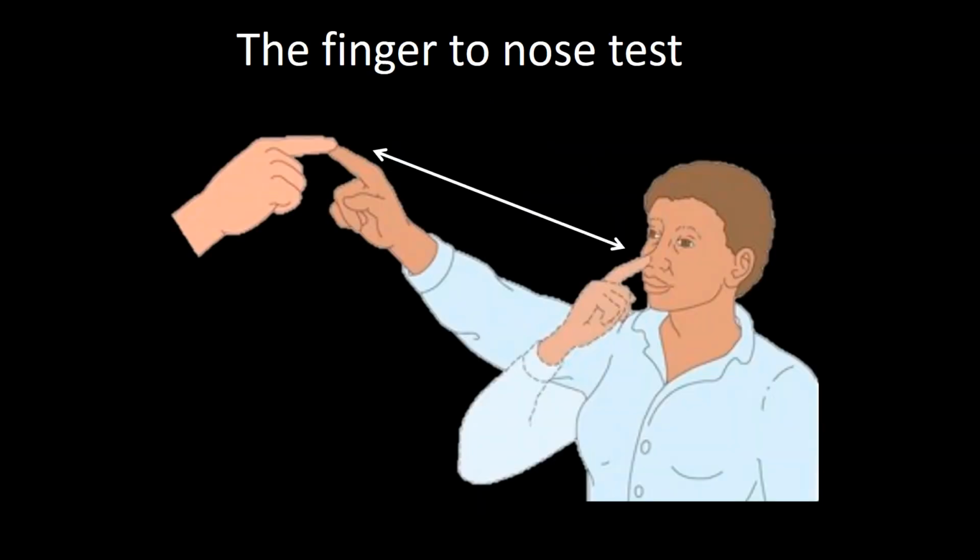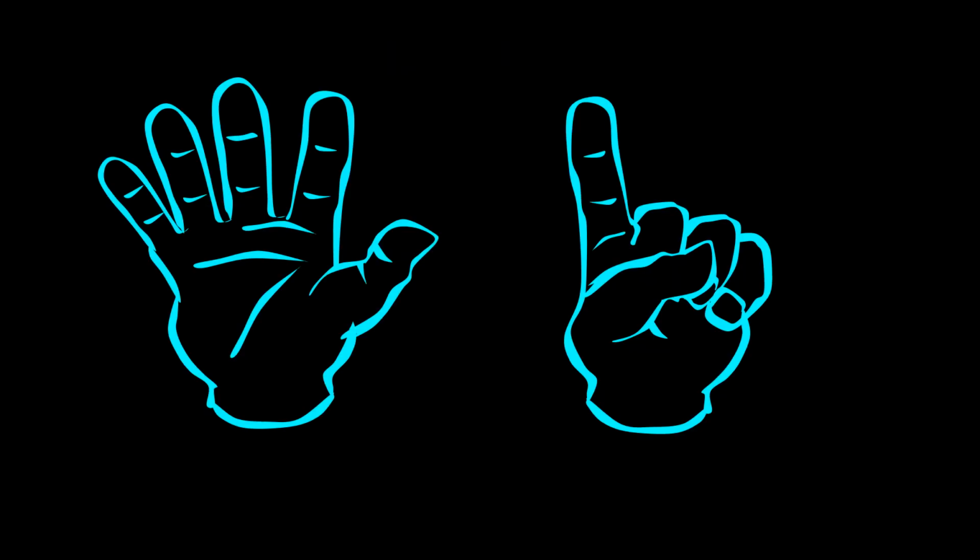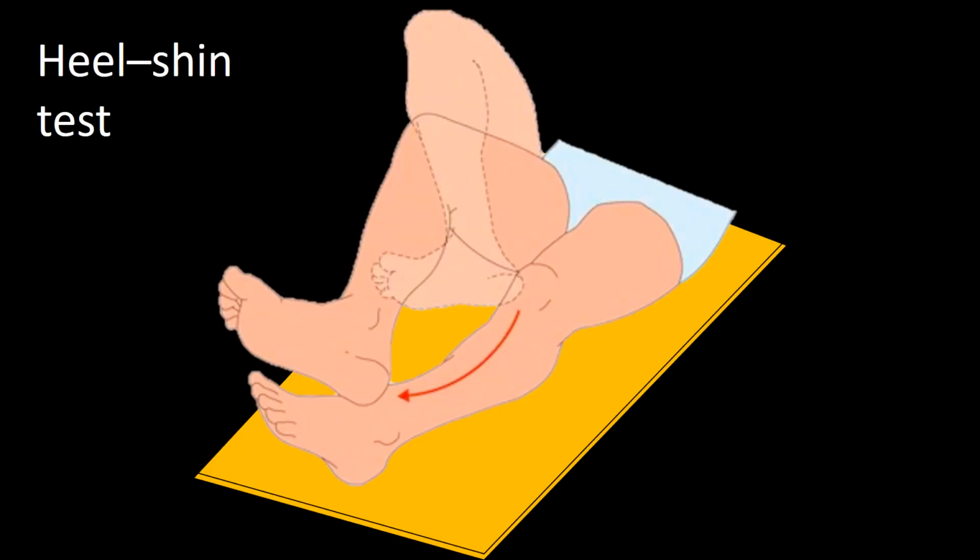Fifth, the finger to nose test. The patient is asked, in this example, to touch her nose and your finger. And the sixth, the heel to shin test. The patient is asked to trace the shin of the leg with the heel as shown here.